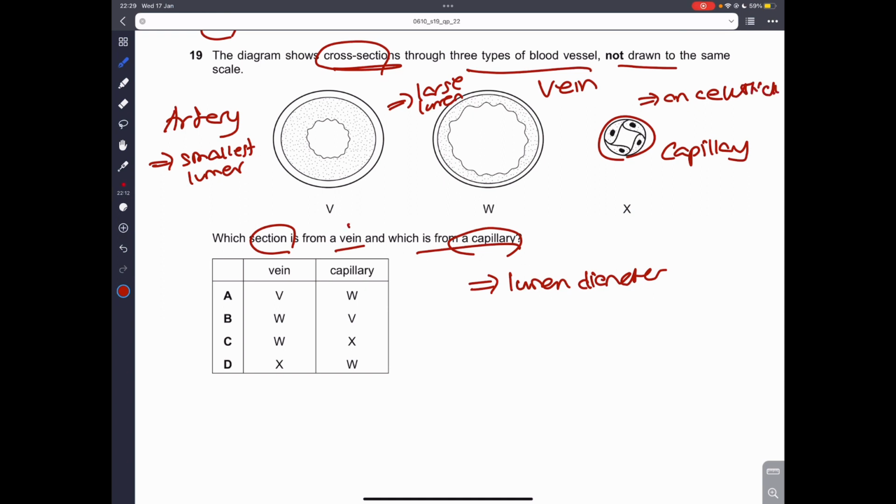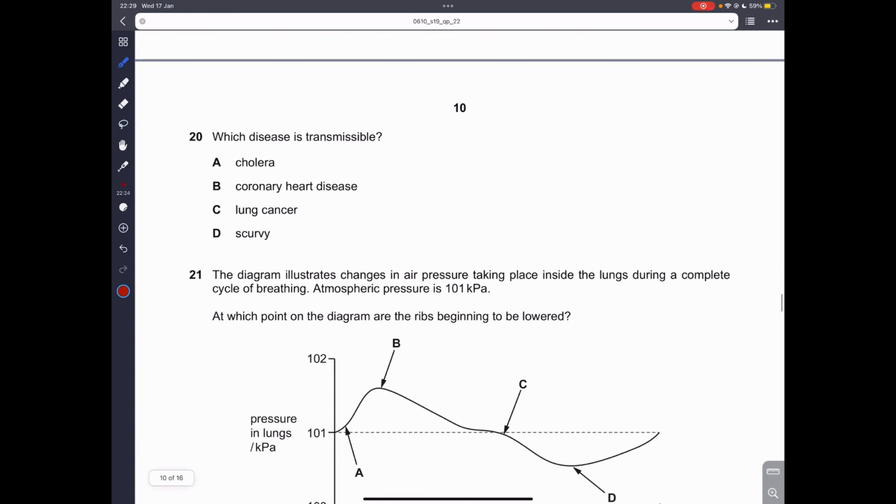So V is definitely the artery. W is, so let's look at the vein. Which one is the vein? Vein is W. Which one is capillary? It is X. So C is the correct answer.